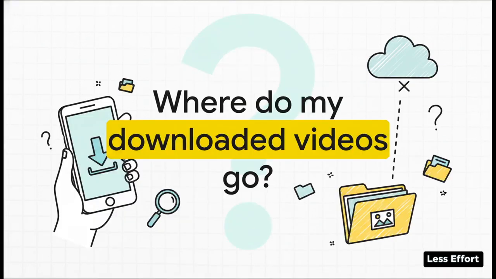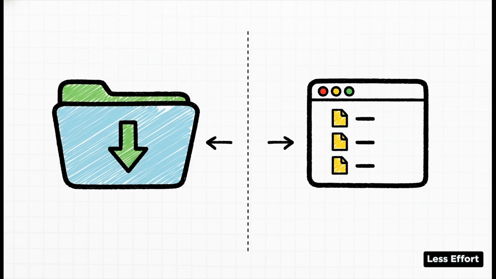And our last common question. Once you download a file, where does it actually go? Well, it's pretty straightforward. By default, your videos and audio files are going to get saved right into your device's main downloads folder. And pro tip, you can always check your browser's download history to find them in a pinch.